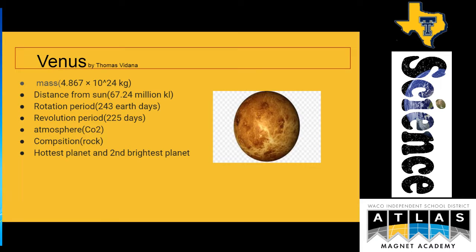Venus. Venus's mass in kilograms is 4.867 times 10 to the 24th power kilograms. The distance from the Sun is 67.24 million kilometers. The rotation period for Venus is 243 Earth days. Revolution is 225 days. The atmosphere is mostly made up of CO2. The composition is mostly made out of rock. And a fact about Venus is that it's the hottest planet and the second brightest planet in the solar system.